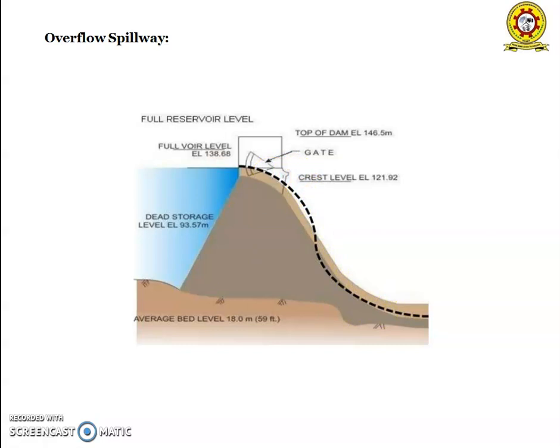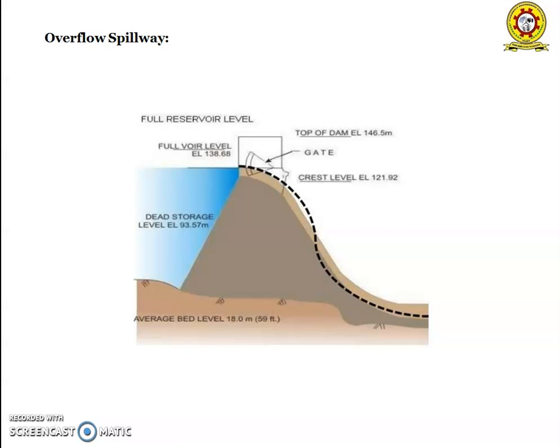The overflow type of spillway is simple in design and low in cost, and it is suitable for concrete dams. An overflow spillway may also have a control device called a gate at the top of the crest, or it may be without any such control. For an ungated spillway, the crest level is at the full reservoir level, and the flood lift is added over the crest level corresponding to the maximum water level.